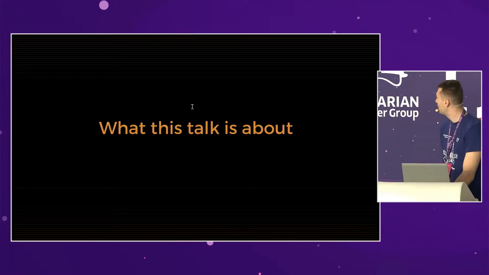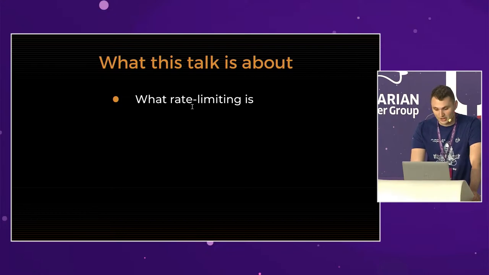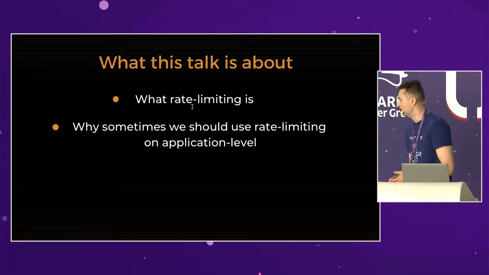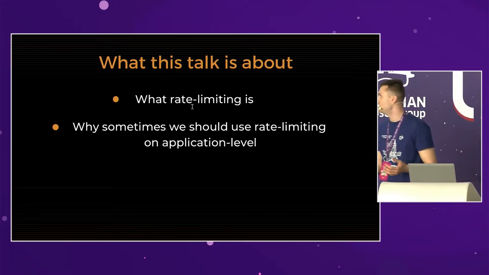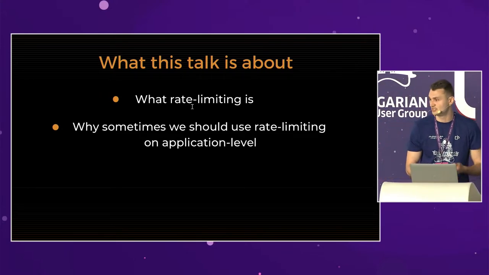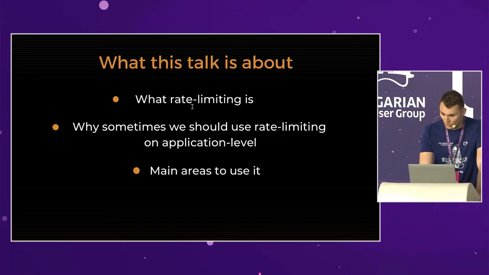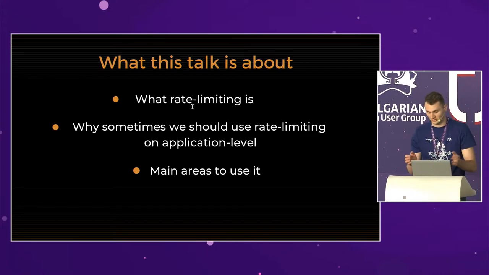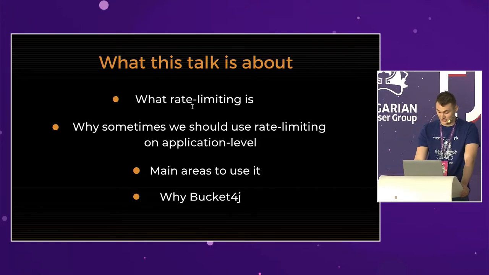And what I'm going to talk about. So what rate limiting is, which types of algorithms we're providing and implementing for rate limiting. So why sometimes we should use rate limiting on application level instead of infrastructure, because usually when we talk about rate limiting, mostly people think we should use rate limiting on infrastructure level and use a proxy, Nginx, API gateway, and some API manager, but not in Java. And I will highlight main areas to use it. So in Java, main areas to use rate limiting, and also in total, main areas to use rate limiting. And yeah, sure, why should we use Bucket4j in Java code?